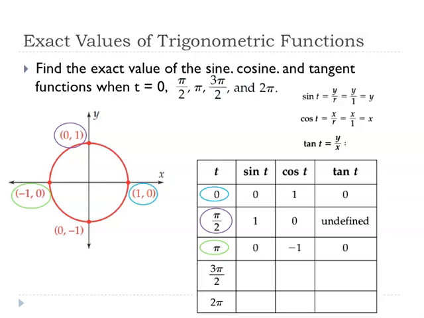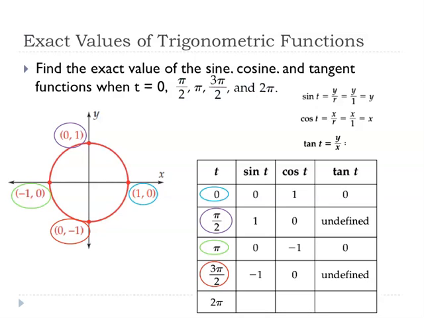All right, moving down to the bottom of the unit circle at 3 pi over 2. Okay, so here our y coordinate is -1, so sine of 3 pi over 2 is -1. Cosine of 3 pi over 2 is equal to the x coordinate, so that's equal to 0. And then tangent is y over x, so that's -1 divided by 0, so that is undefined.